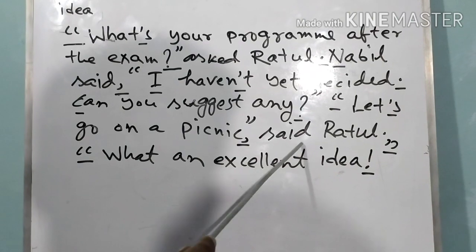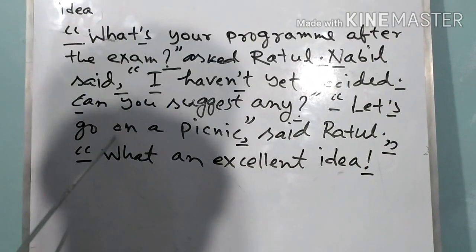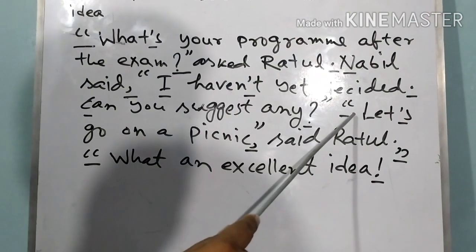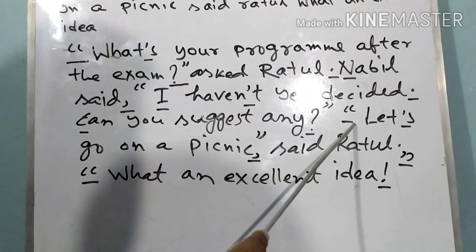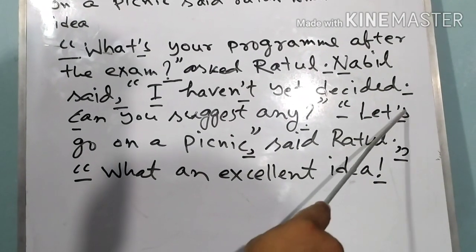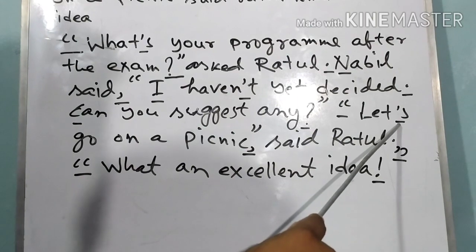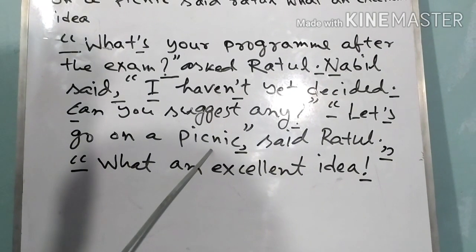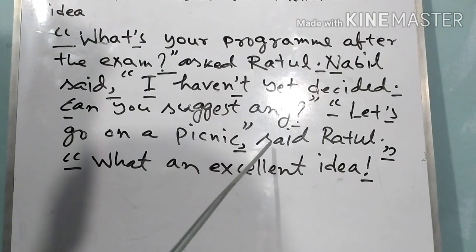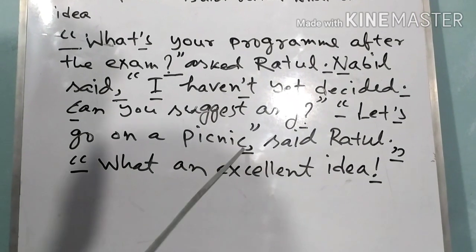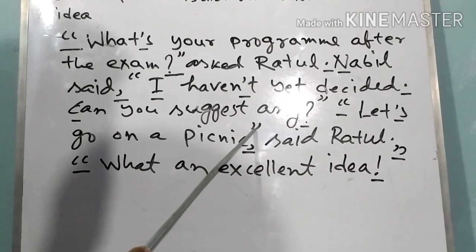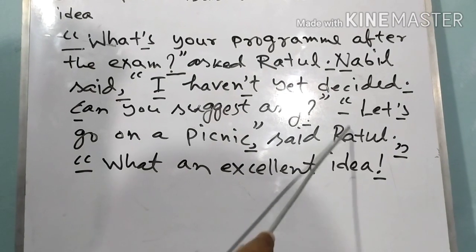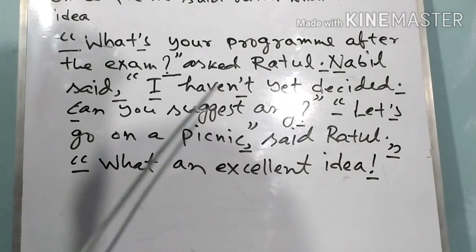Then the sentence of Ratul, and let's go on a picnic. So here will be inverted comma started, L will be capital, let's, here it is apostrophe, go on a picnic, then said Ratul. If we find a reporting verb after the sentence, we have to use comma, then inverted comma finished, and Ratul, R will be capital, and then full stop.